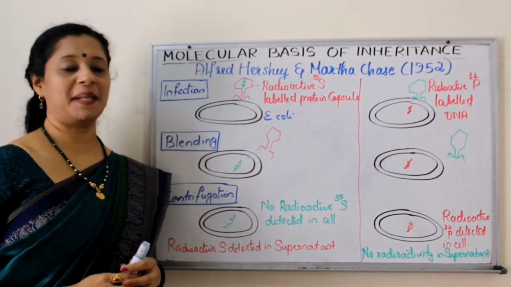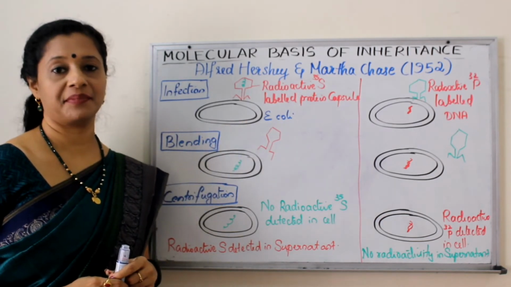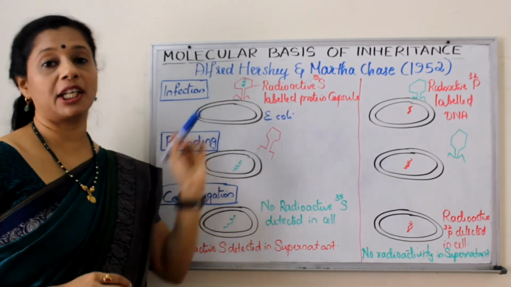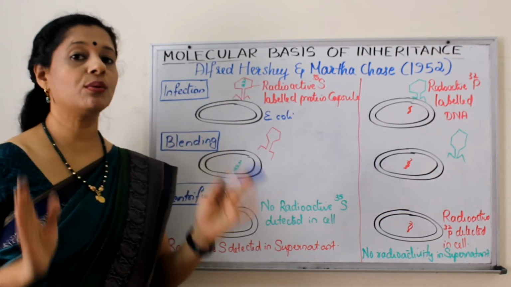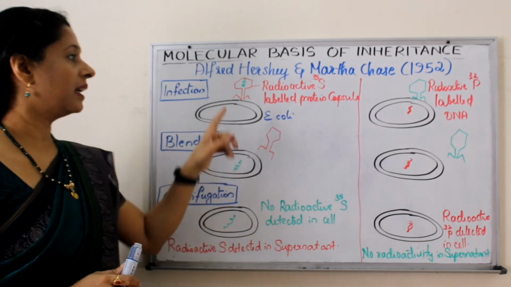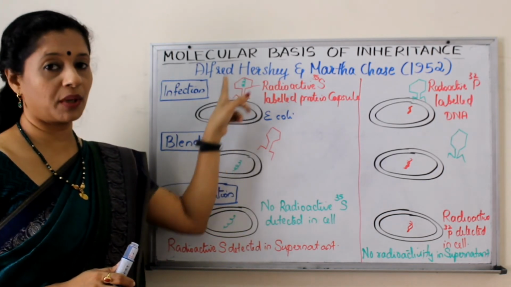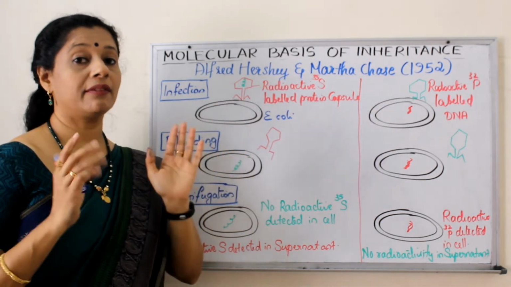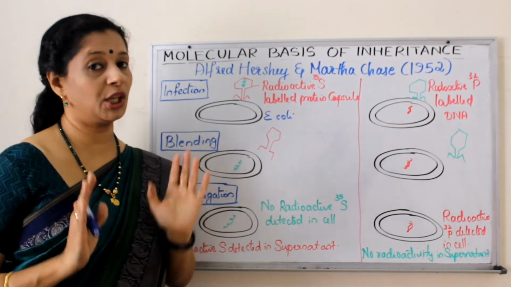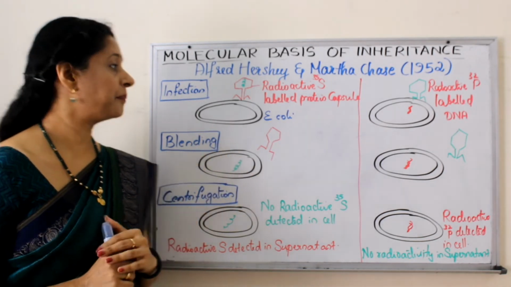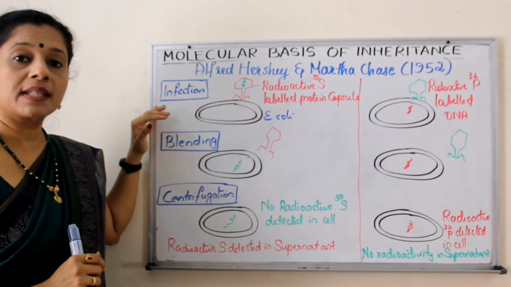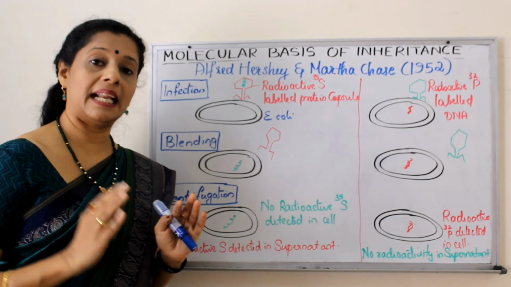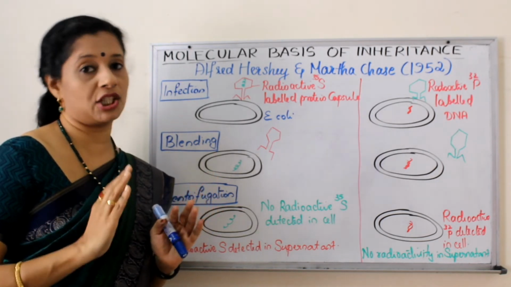They continued the experiment using Escherichia coli bacteria. E. coli bacteria were allowed to be infected by the bacteriophage. Now we have two types of bacteriophages, one grown in radioactive sulfur where the protein coat became radioactive, whereas the other set is grown in radioactive phosphorus where the DNA became radioactive, because phosphorus is a part of DNA. Now the experiment was conducted in three stages. First stage is infection, that means E. coli was allowed to be infected by bacteriophage.